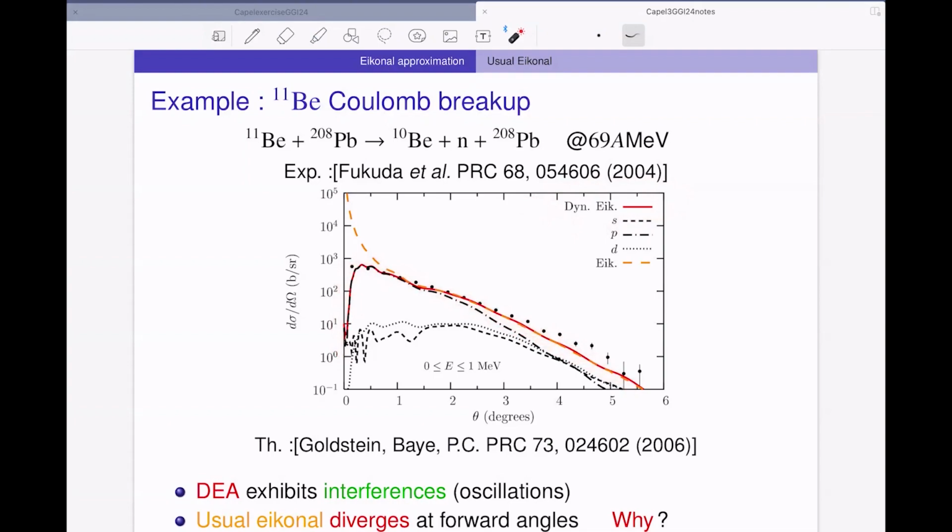When you perform the usual eikonal approximation, it works fine here. That's the orange dashed line, but at forward angles it diverges. Do you have an idea why you have that?